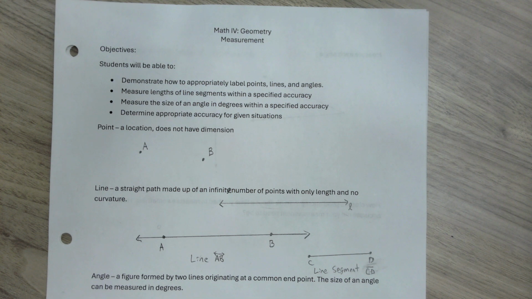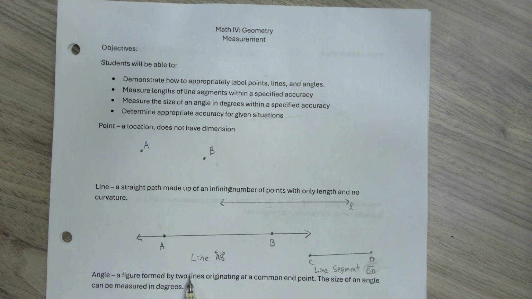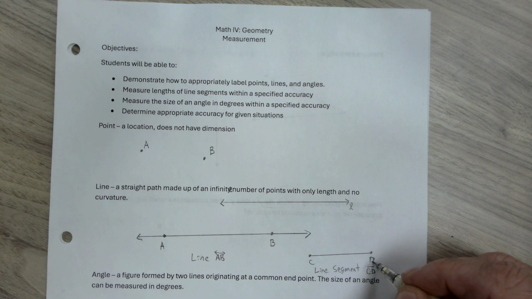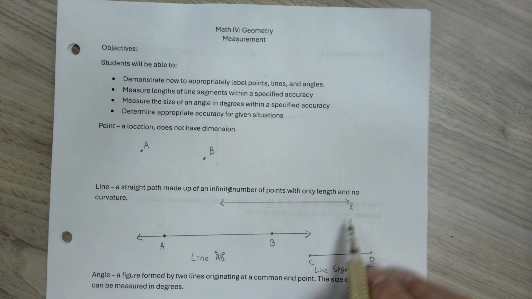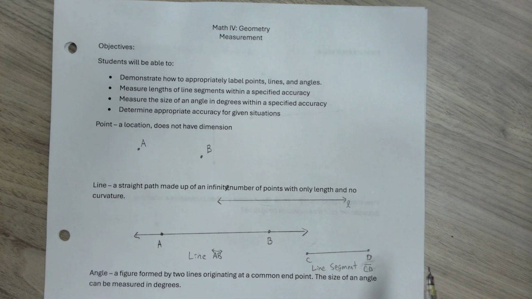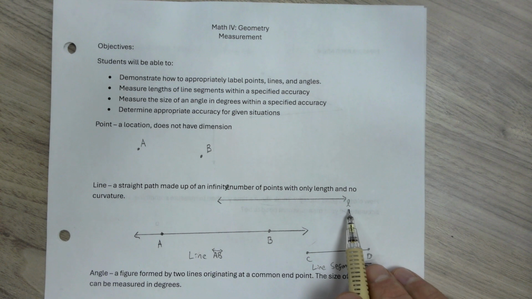So those are the ways that we can label a line. We could use 2 letters representing the points on the line, or we can use a lowercase letter. We'll probably do more of these letters, but this is always an option.